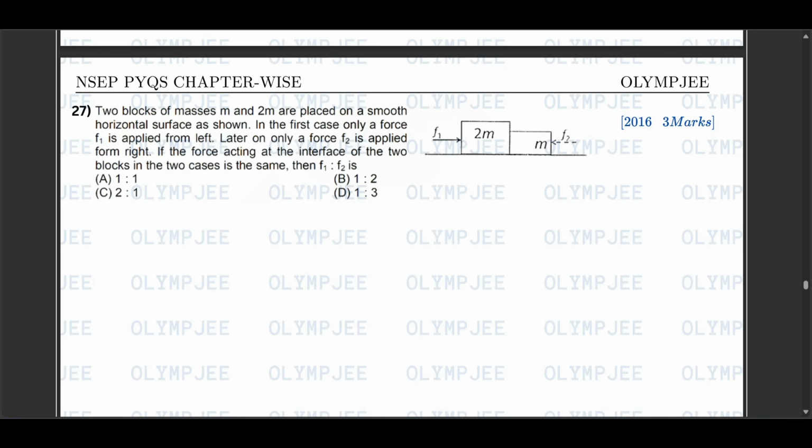Okay, so in the first case, the combined acceleration, if we treat this as a system, will be F1 by 3m. So the normal here will be responsible for pushing this m, and since that will be the only external force, that should be equal to ma. So normal will be m multiplied by F1 by 3m. So normal 1 is F1 by 3.